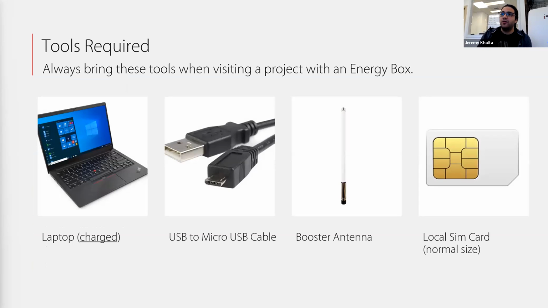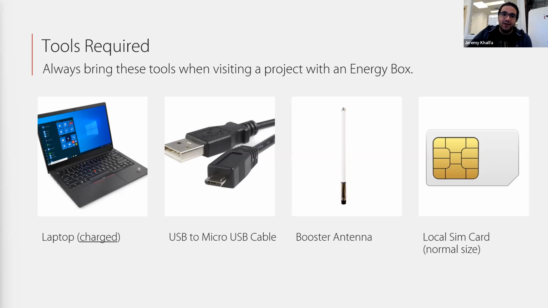These are the 4 tools that you need to have with you every time you visit a project where there is an Energy Box installed. You have your laptop charged. It's very important to have the laptop that you use to install the software we will do together. Then a USB to micro USB cable, the one we see in the picture. You can ask me if you are not sure of the cable that you have, but basically that's the old cable that Samsung used on the previous versions of their smartphones.